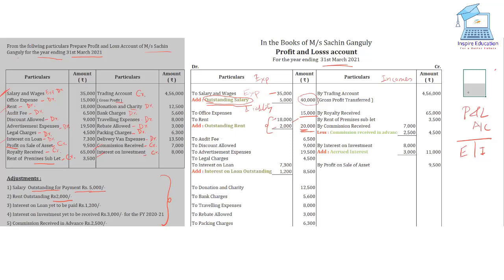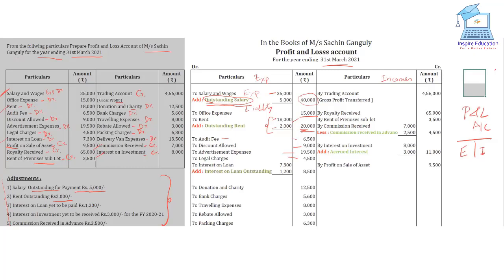Then audit fee. Audit fee is 6,500. There is no adjustment of audit fee, so we'll simply post it in the profit and loss account outer column. This is called the inner column. You can write additions and subtractions and then finally post it in the outer column. Then discount allowed, no adjustment, simply post in the outer column. Advertisement expenses, no adjustment, just post it in the outer. Legal charges 4,500, fine, posted.